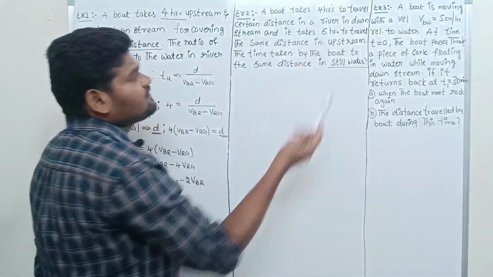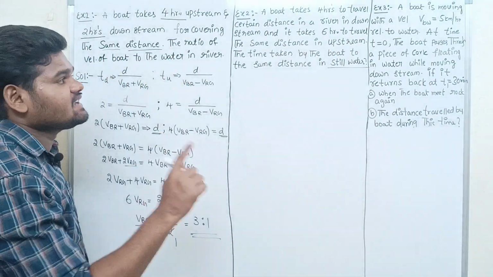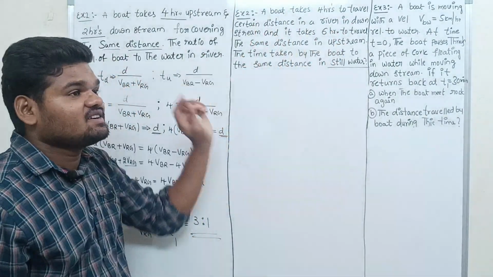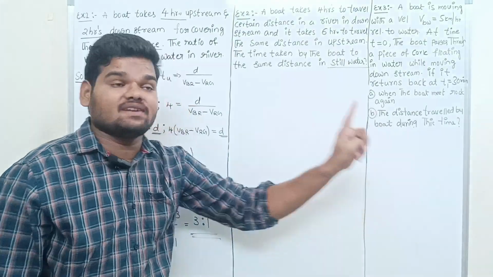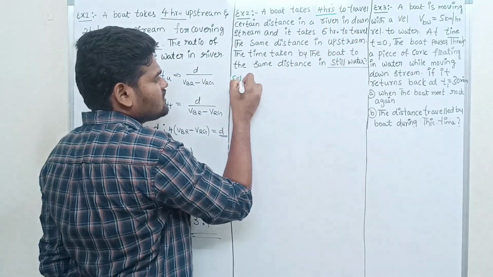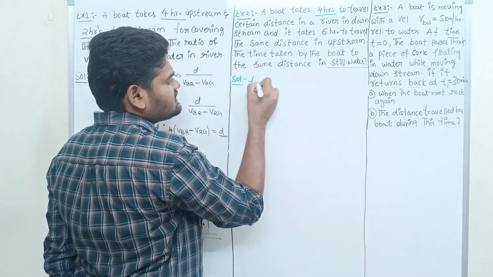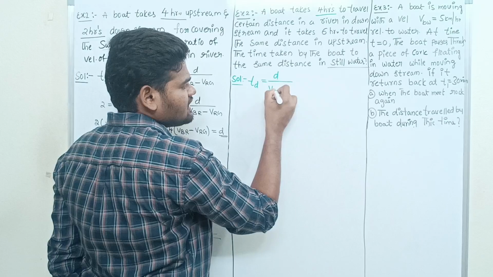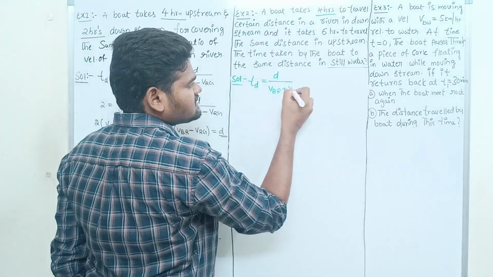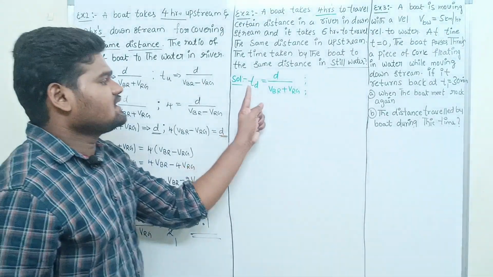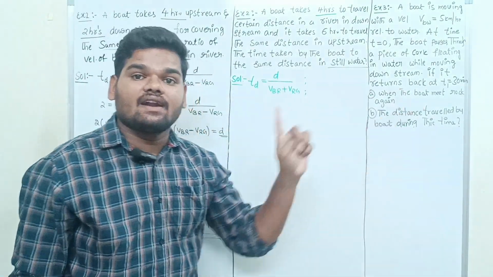A boat takes 4 hours to travel a certain distance in a river downstream. So the time taken by the boat to travel downstream, how much? 4 hours is given. So we have the formula. Have a look at the solution. Downstream TD is equal to, what is the formula? Distance divided by velocity of boat with respect to river plus velocity of river with respect to ground. So this is the time taken by the boat to travel downstream.